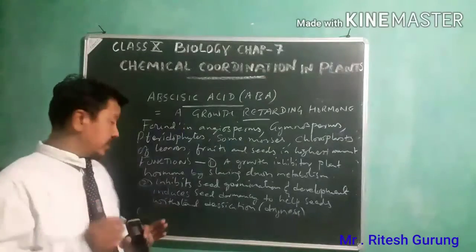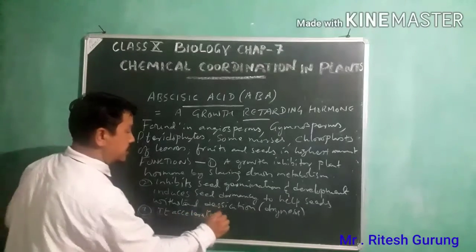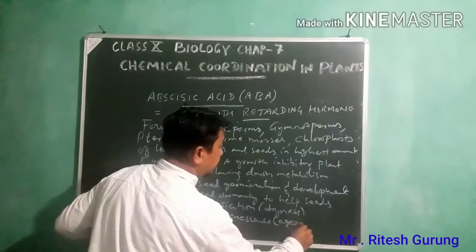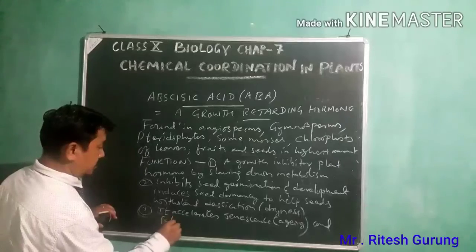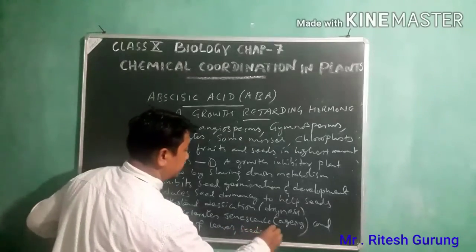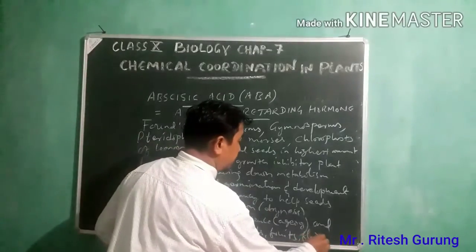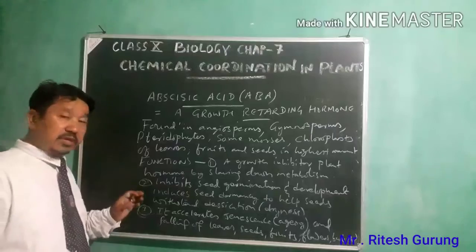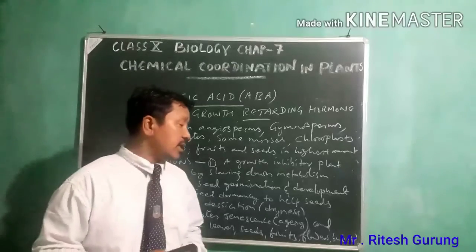Okay, now number 3, it accelerates senescence, which means aging, and falling of leaves, seeds, fruits, flowers, etc. Now see, another function it does is that it accelerates senescence, aging, and falling of leaves, seeds, fruits, flowers, buds, etc.